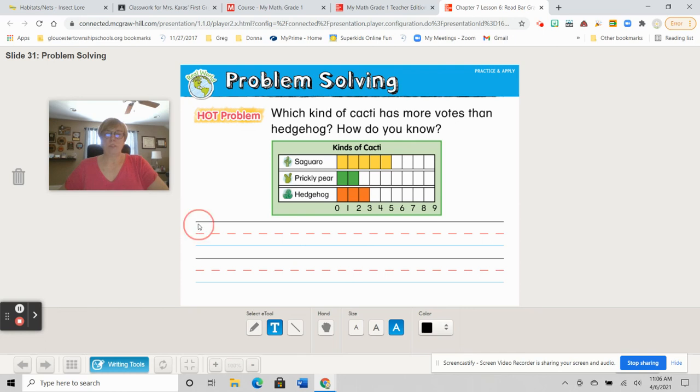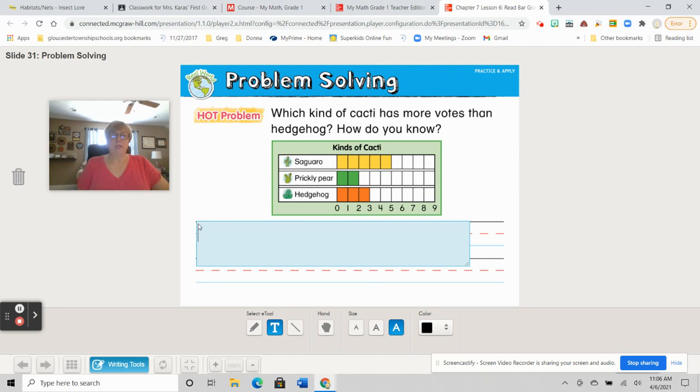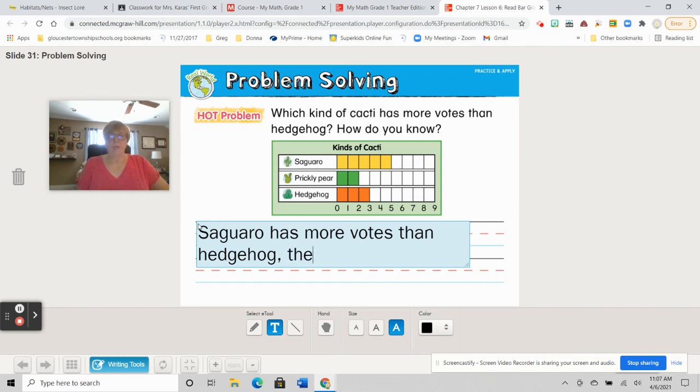Which got more votes? All right. That's right. Saguaro, I don't know if I'm saying it correctly, has more votes than hedgehog. How do I know? The votes are longer than hedgehog votes.